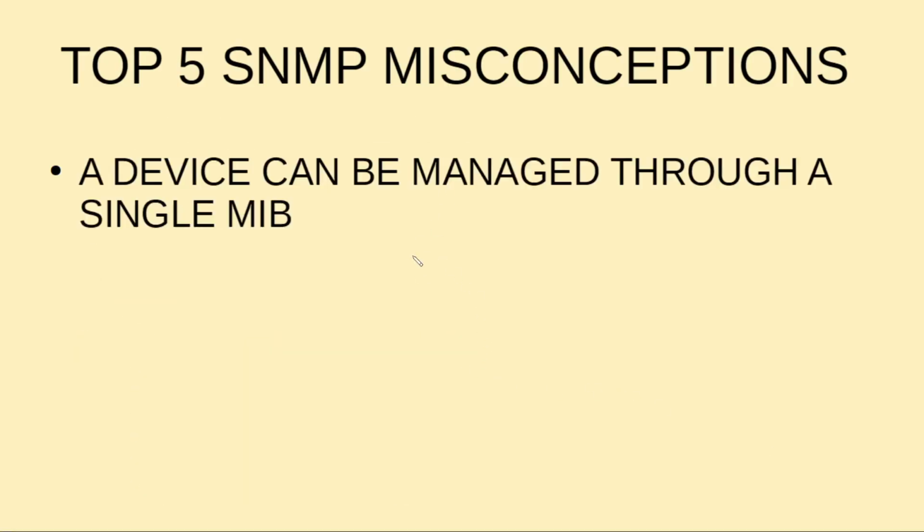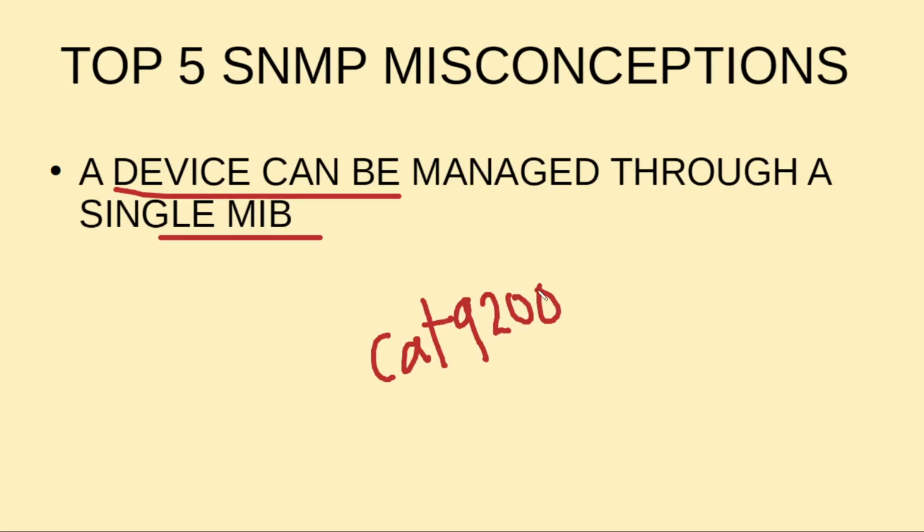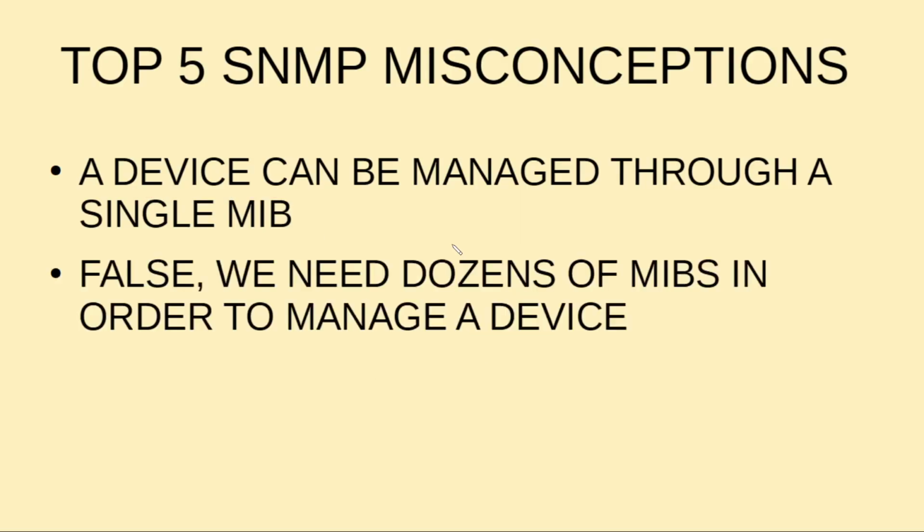Next misconception will be that a particular hardware device can be managed through a specific single MIB. Let's say, for instance, that we wanted to manage a Catalyst 9200 through SNMP, so we may have the idea that we need a particular 9200 MIB. That will be false. We actually need dozens of MIBs in order to manage a particular device, and many of these MIBs can actually be used to manage other hardware devices.